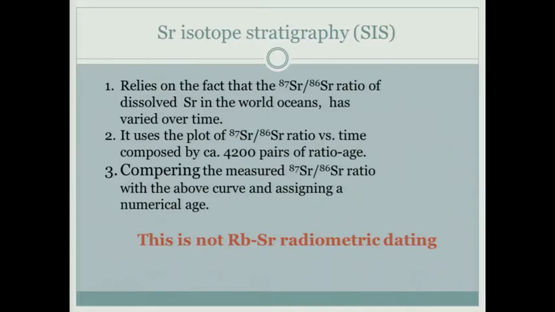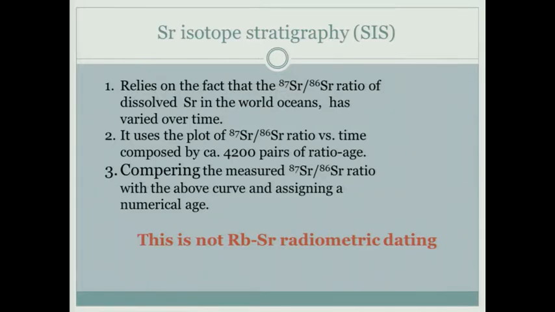So the Sr isotope stratigraphy method relies on the fact that the strontium isotopic ratio of dissolved strontium in the world ocean has varied over time. If it was constant, we wouldn't be able to use it. It uses the plot of strontium ratio with time, and this plot is composed of about 4,200 pairs of isotopic ratio, which have a very good age. And that's how it was constructed. So what we do is compare the strontium isotopic composition that we measure to the above curve, and then we can assign a numerical age.